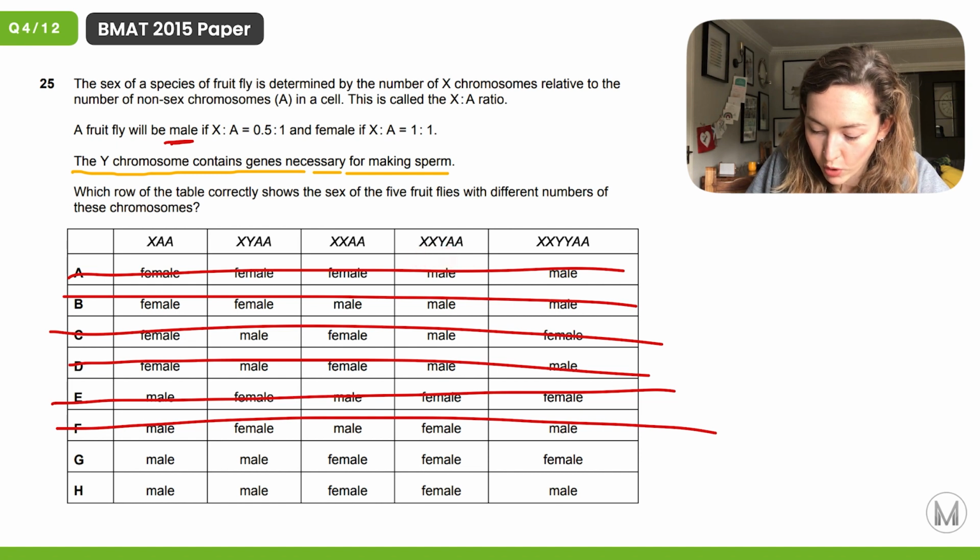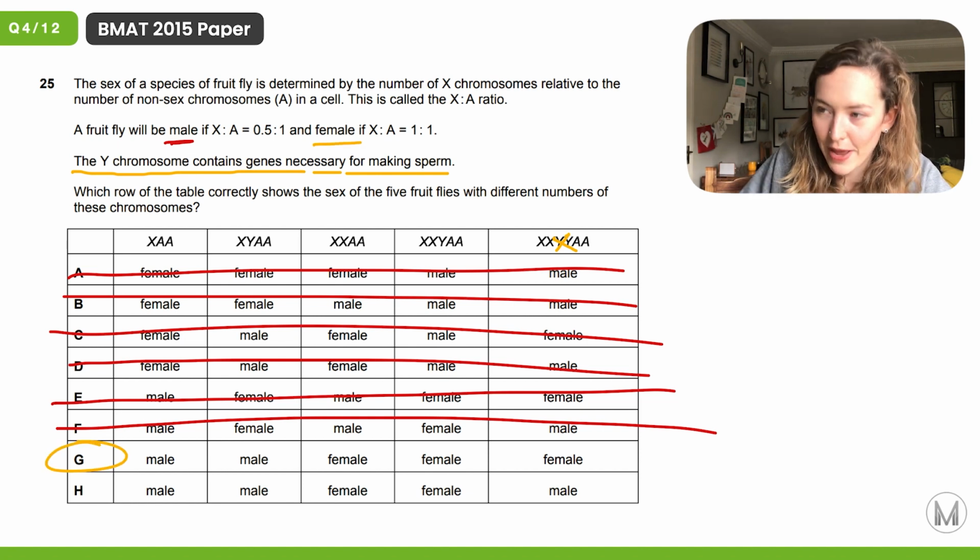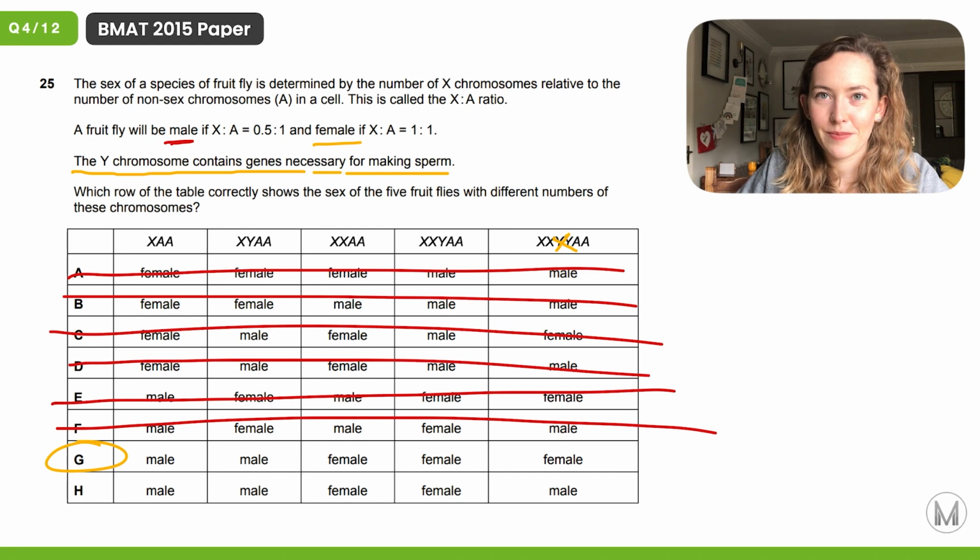And again, I've got a 1-to-1 ratio. Both my options left are female, and I agree. And finally, I've got a 1-to-1 ratio because I am just ignoring these Y chromosomes. So with a 1-to-1 ratio, they're going to be female. So my answer is G.